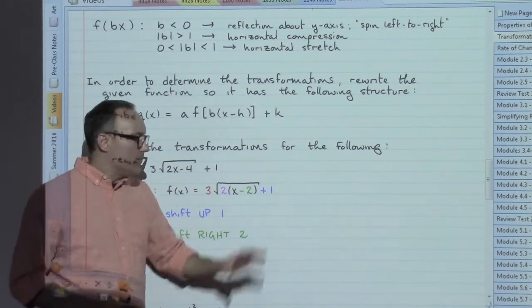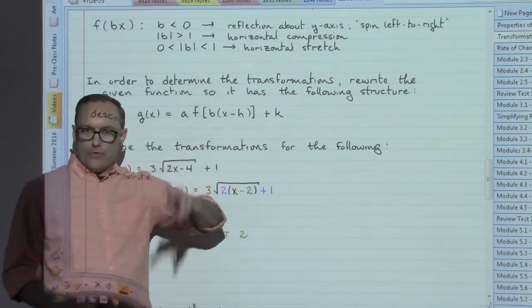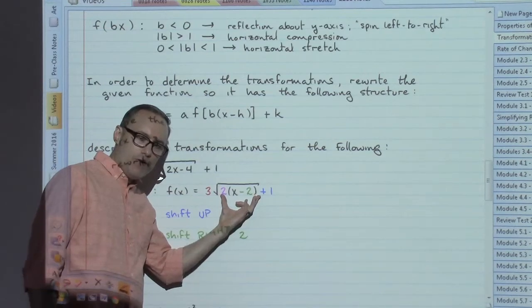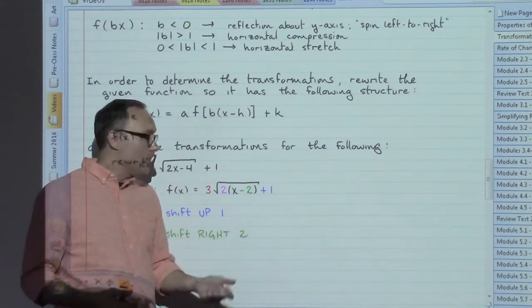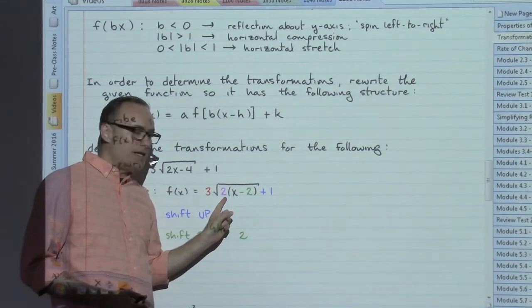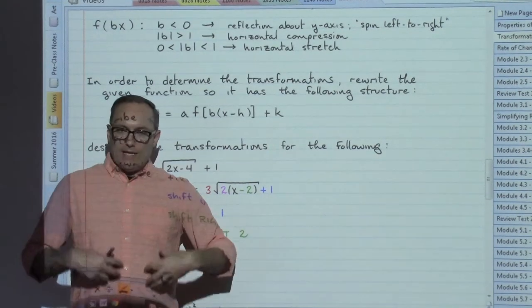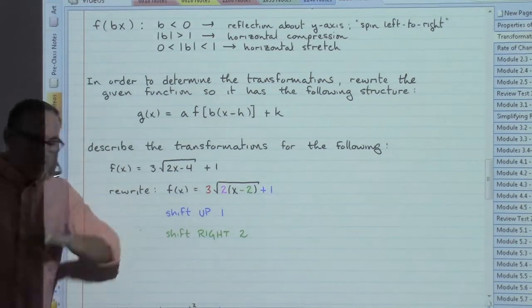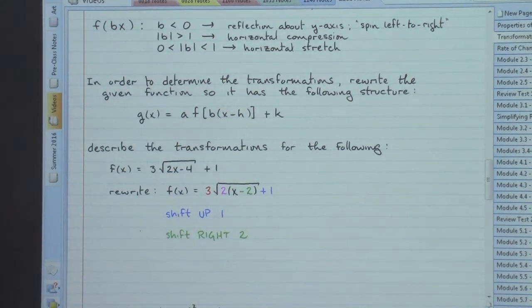Stuff that is out front, all the way out at the back, those are vertical manipulations. Stuff that's tucked inside of our function, so that's the square root function, that's going to be horizontally related, so that's a horizontal. Timesing stuff, that's a stretch or compress. So we would have to say, what's this stuff going to do?